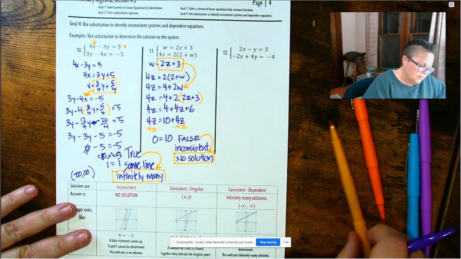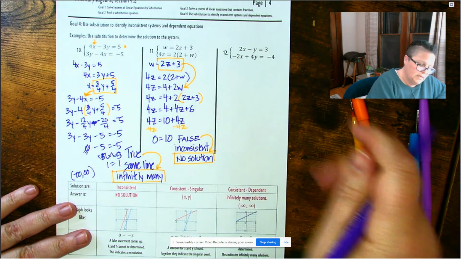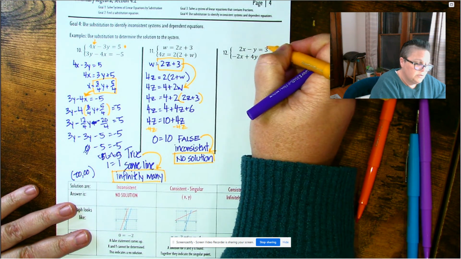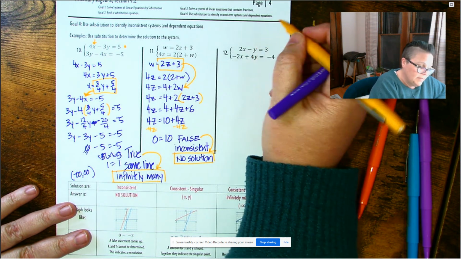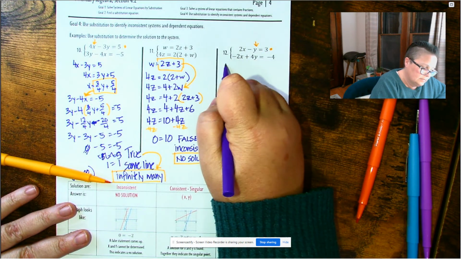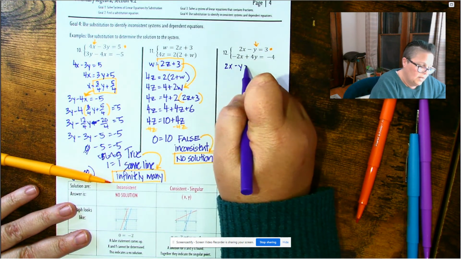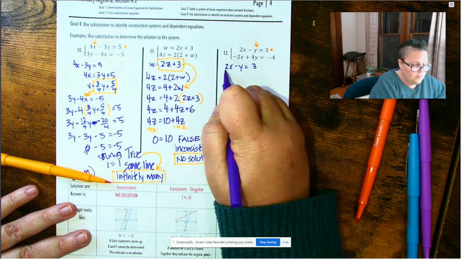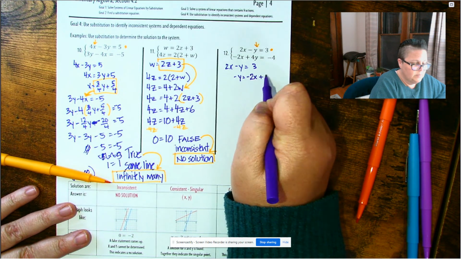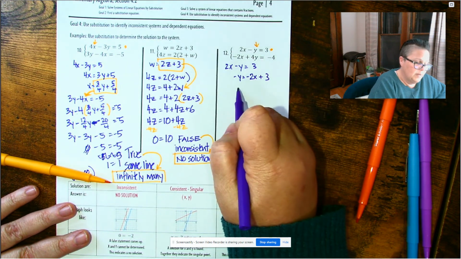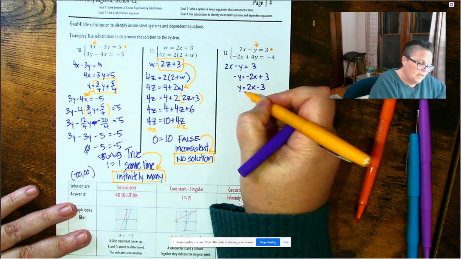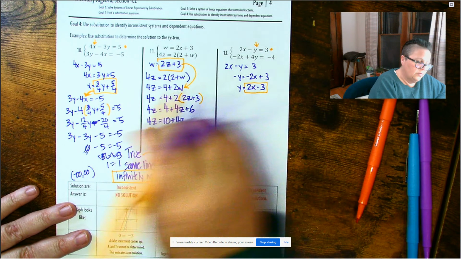All right, last one. I have 2x minus y is equal to 3, and a negative 2x plus 4y is equal to a negative 4. So I'm going to go ahead and solve for y in the first equation. 2x minus y is equal to 3. Subtracting 2x from both sides, negative y is a negative 2x plus 3. Dividing through by negative 1, y is 2x minus 3. I have isolated the y and solved for it.